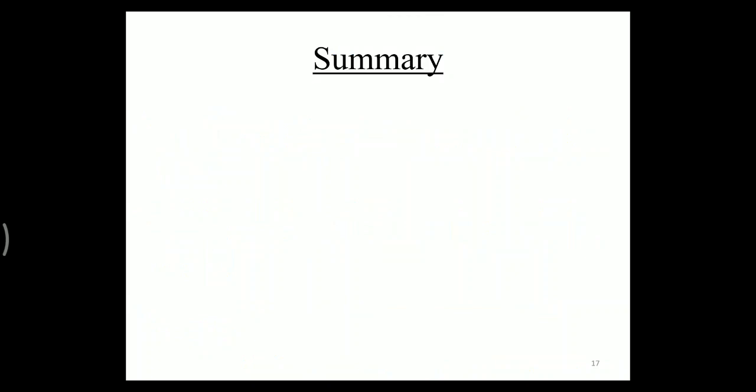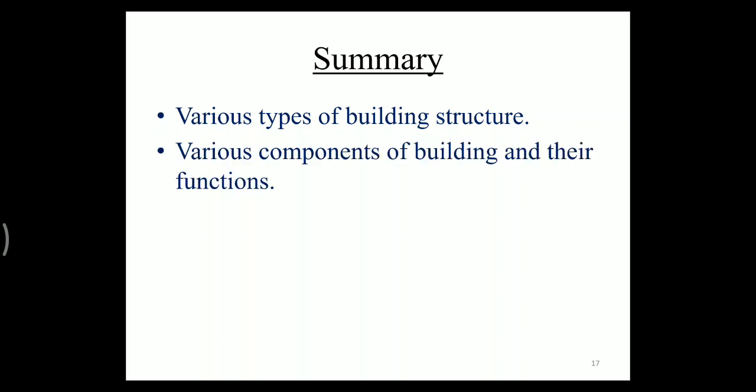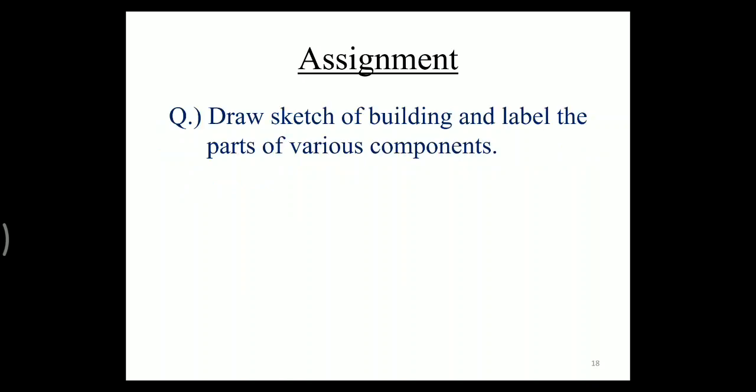Then we have come to the end of the topic and we have summarized it. We have studied in this topic various types of building structures, various components of building and their functions. You have the assignment on this topic: draw sketch of building and label the parts of various components.